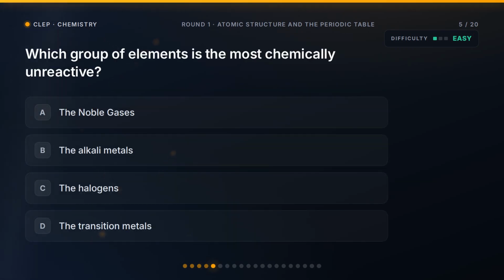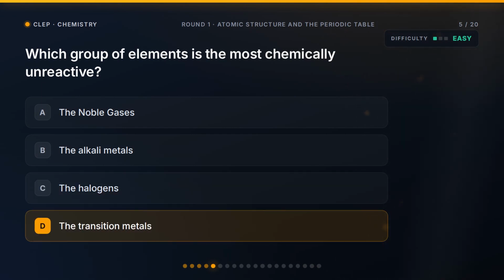Question 5. Which group of elements is the most chemically unreactive? A. The noble gases. B. The alkali metals. C. The halogens. D. The transition metals.